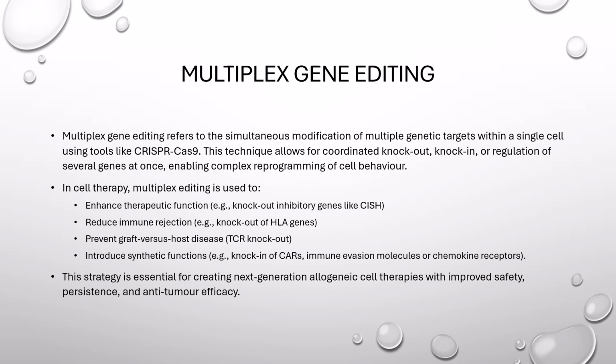And you also want to introduce synthetic functions. So you might want to introduce other receptors as well as your chimeric antigen receptors, and those other synthetic receptors, which I refer to in later slides, will enhance your T cells to enable them to really target those tumors and have a stronger efficacious effect. This strategy is essential for creating next generation allogeneic cell therapies with improved safety, persistence, and anti-tumor efficacy. And I'll go through that in the next slide.